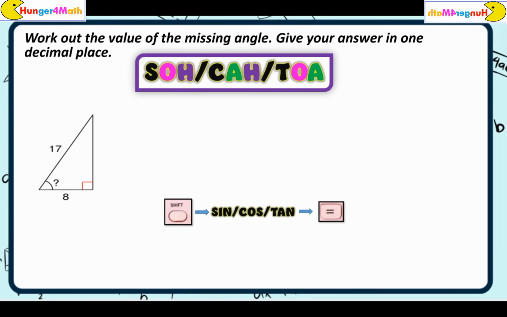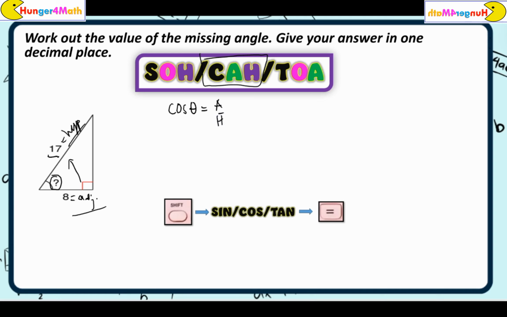Here in this right angle triangle, we have here the 17, and that is the hypotenuse. And the 8 here is the adjacent. And here is our unknown angle. So with adjacent and hypotenuse, we're going to use CAH. And that is cosine theta is equal to adjacent over hypotenuse.